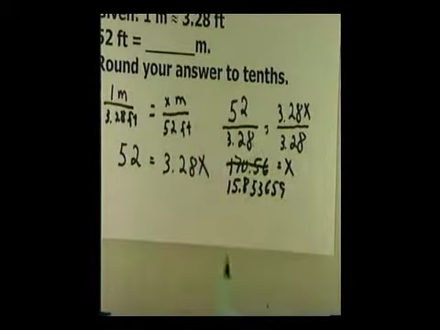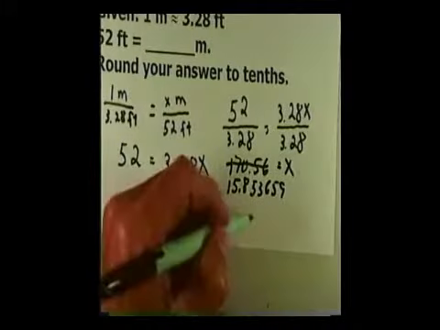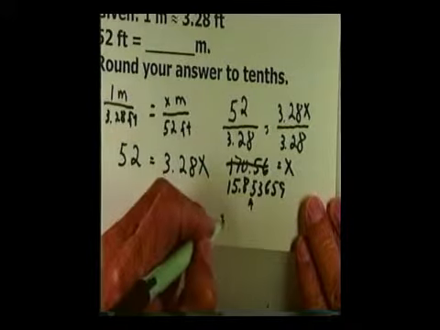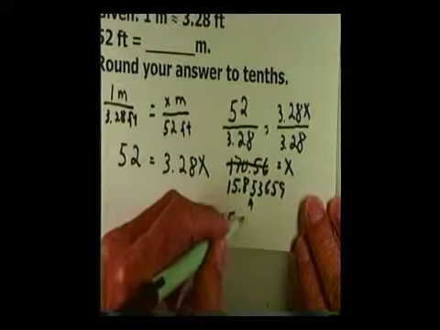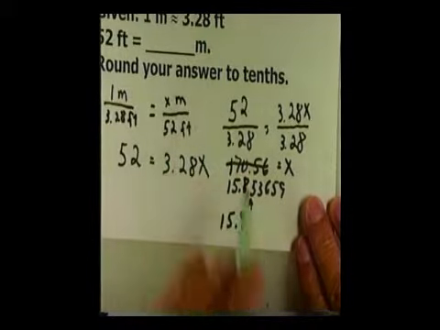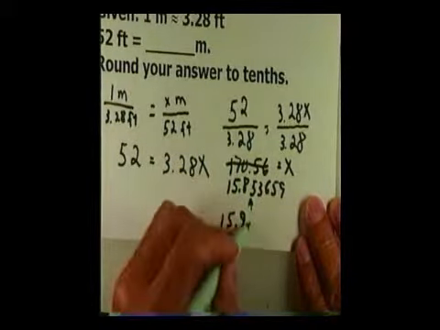And we said round to tenths. So since this is a 5, rounding to tenths, it would be 15.9. And the answer is going to be meters.